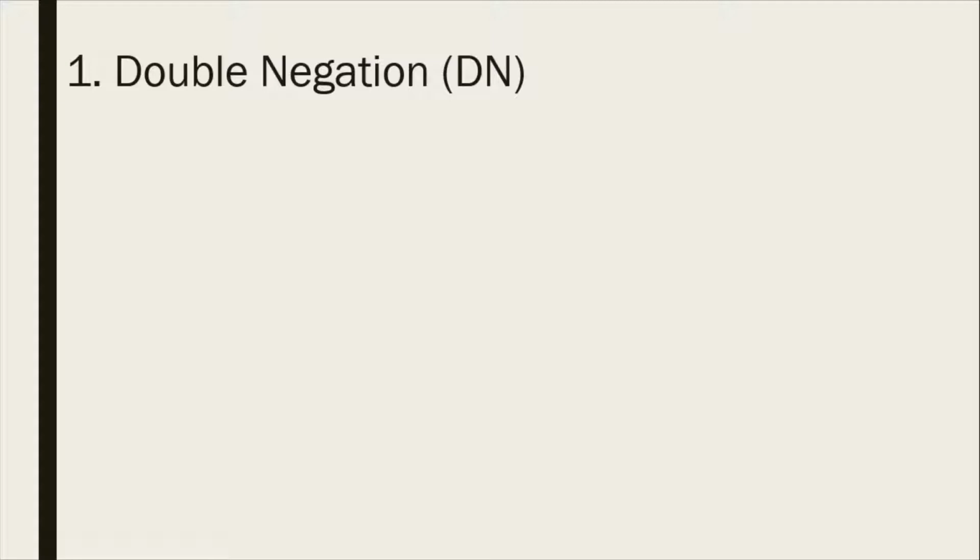The first rule is the double negation. Double negation states that any proposition is equivalent to the negation of its negation. For instance, if we have P, then it is just equivalent to the negation of its negation. That is the double negation.